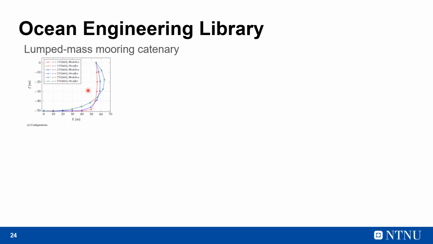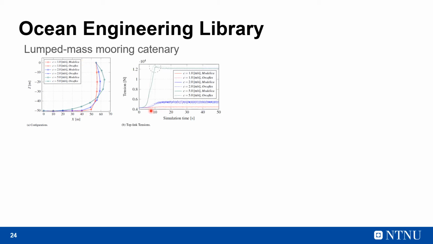Again, we see that in all the three cases, there is good agreement between Modelica and OrcaFlex results. Looking at the top-link tensions, for all the three cases, again there is general agreement between OrcaFlex and Modelica results, but we notice high frequency oscillations in the top-link tensions in case of the Modelica model. This is probably because we did not model damping into the equations of motion of the catenary.